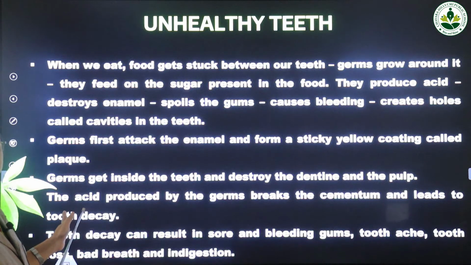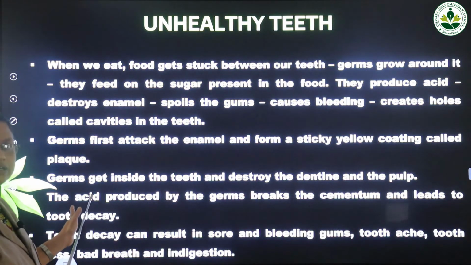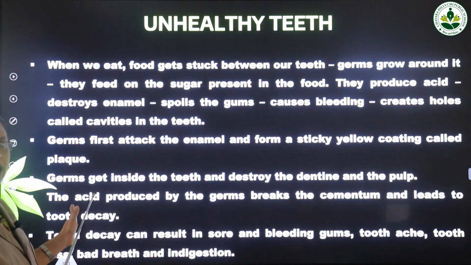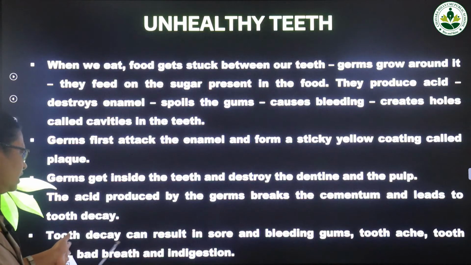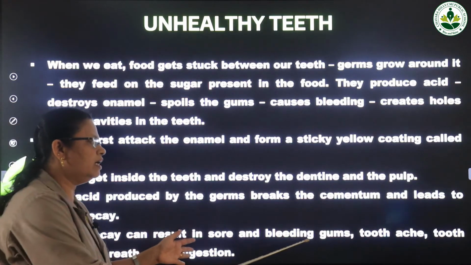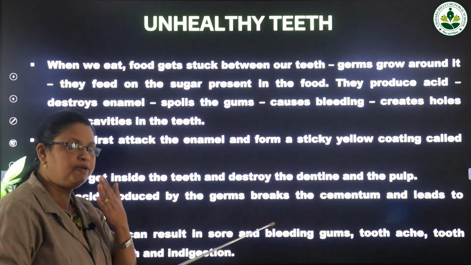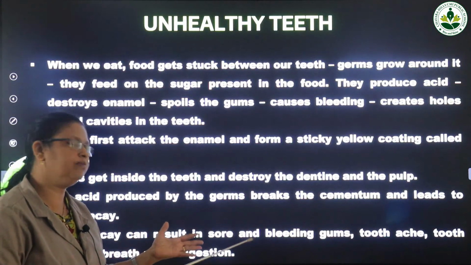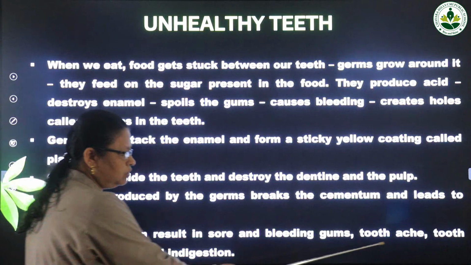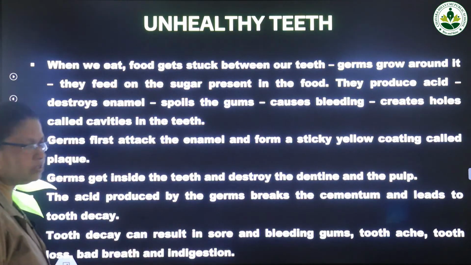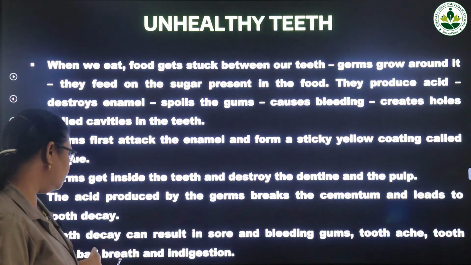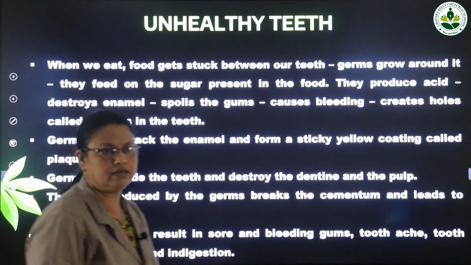Because of tooth decay we get toothache. Sometimes we get toothache. Why? Because your tooth is decaying. Tooth decay can result in sore and bleeding gums. Sometimes the gums will be swollen and sometimes blood will come from the gums, and it causes toothache and tooth loss. After that, the tooth will be lost, and there is bad breath and indigestion.